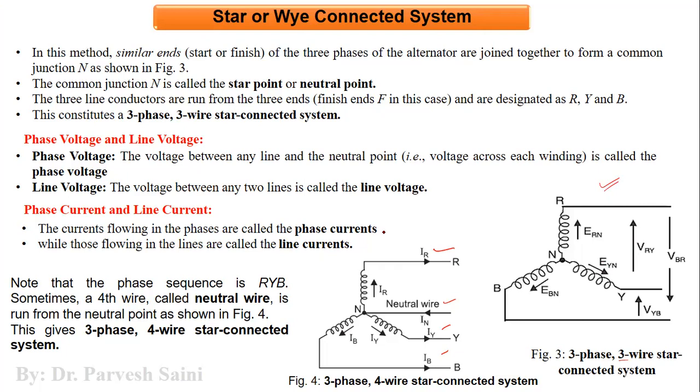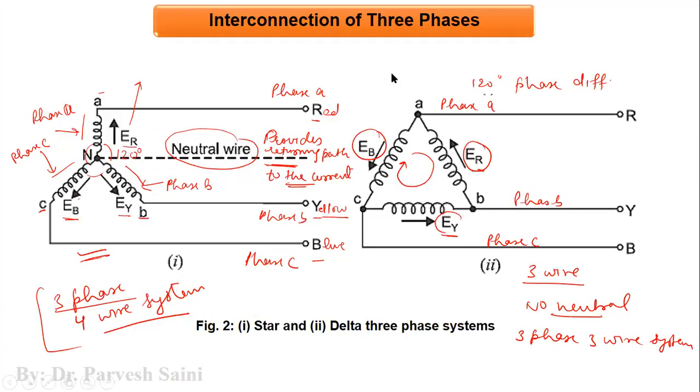Now there are certain things that we need to understand about a star connected system. The first is what are the phase voltages and line voltages, because we will require this during the derivation of the equations associated with this type of system. And then we need to understand what is phase current and line current, right? Now, what is the phase current? Let us come back to this particular diagram here.